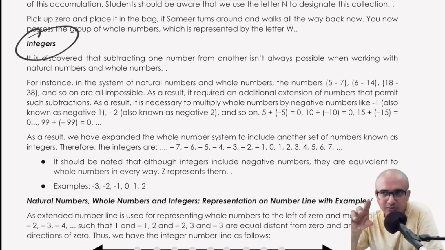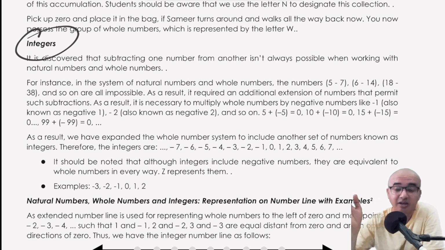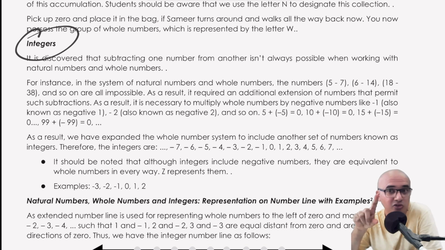In the system of whole numbers, and whole numbers anyway include natural numbers, subtraction is not always straightforward. For example, if you try to subtract a larger number from a smaller number, for example 5 minus 7 or 6 minus 14, 18 minus 38, the result is not always defined with the existing number system.